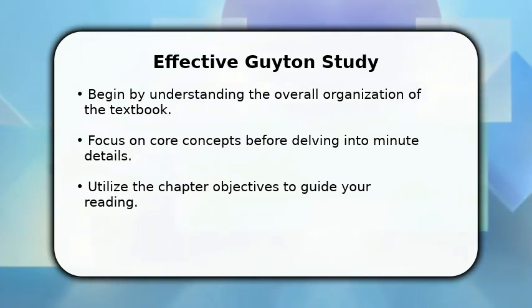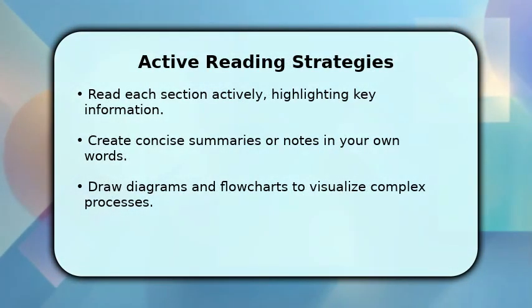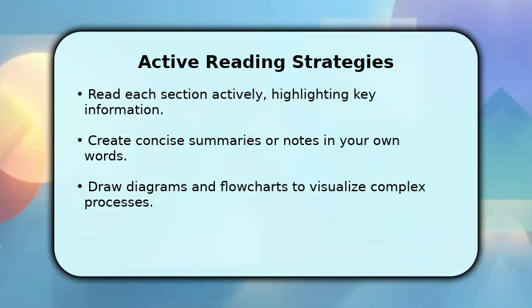Dedicate at least 1 to 2 hours per chapter for thorough comprehension, ensuring you grasp the foundational knowledge. Active reading is crucial for retaining complex physiological information. Highlight only the most important points, perhaps 1 or 2 sentences per paragraph, to avoid over-highlighting.